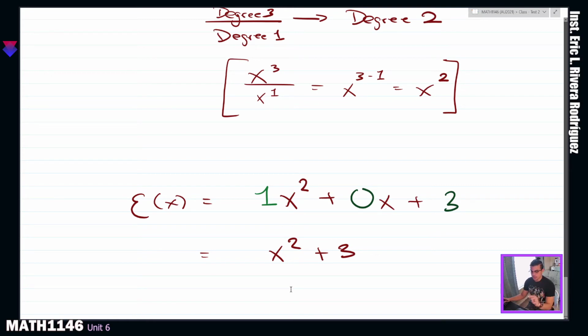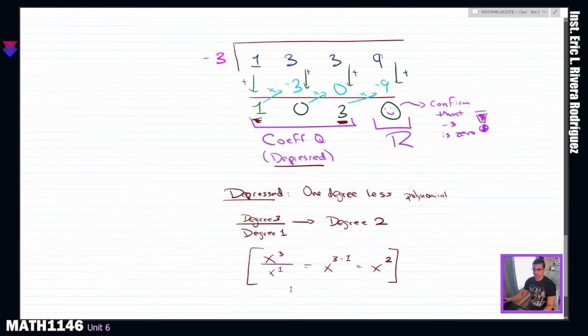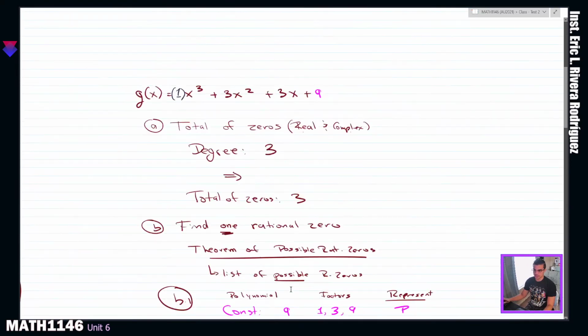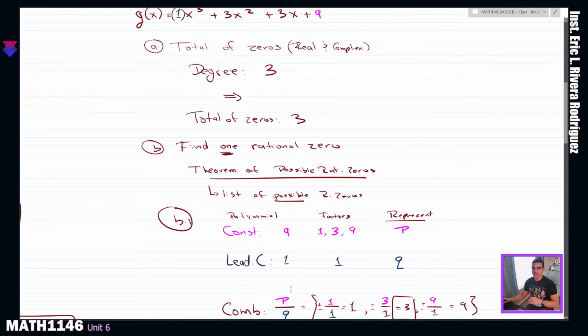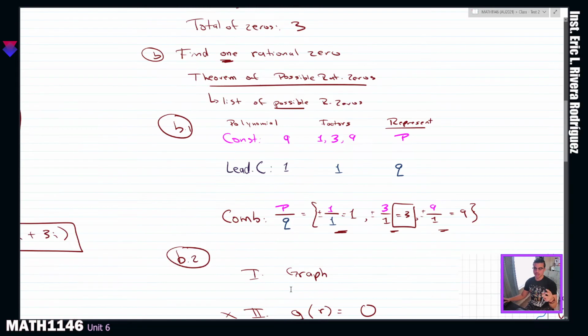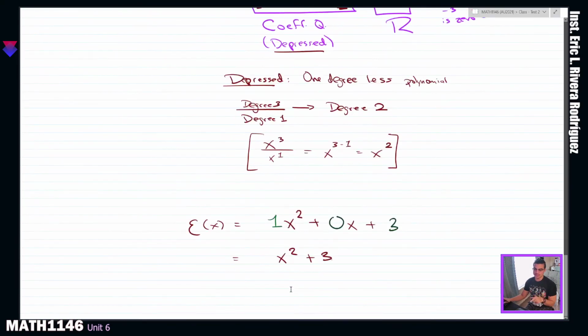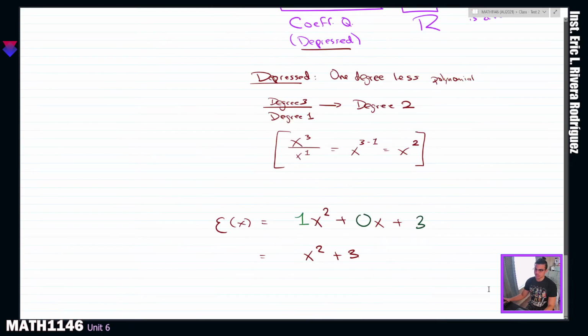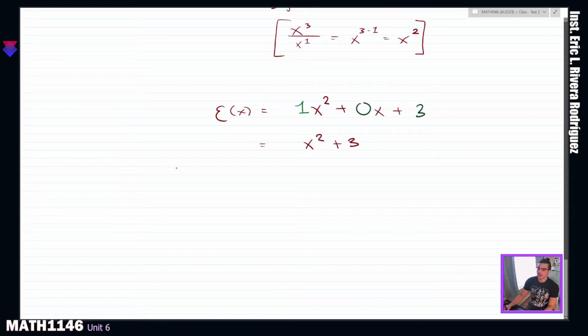So you want to repeat this process. You want to repeat all this process until you reach a depressed equation of degree 2. Why do you want to do that? Because now we have techniques that help us to solve a quadratic equation. Because what we need to do now is find the zeros of the depressed equation.